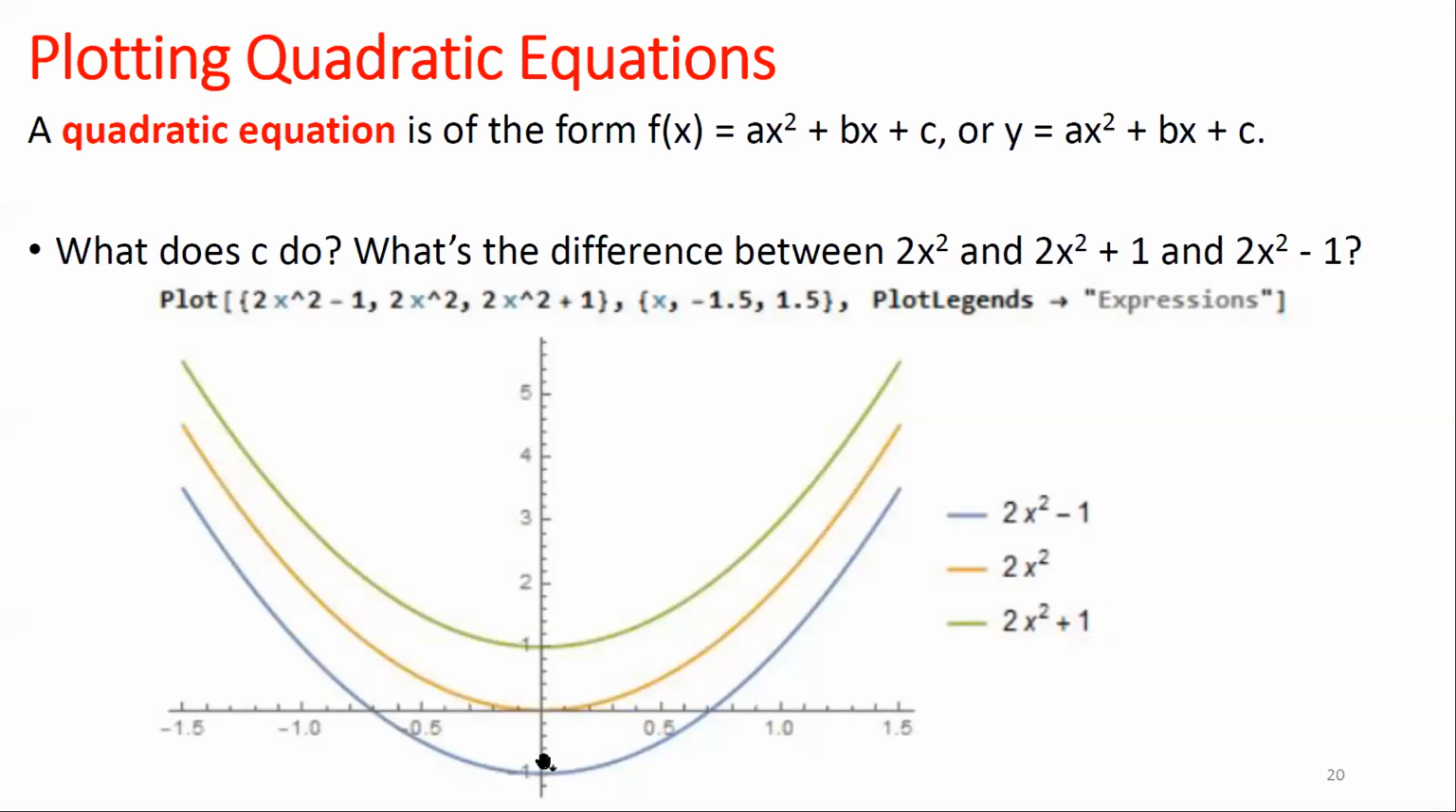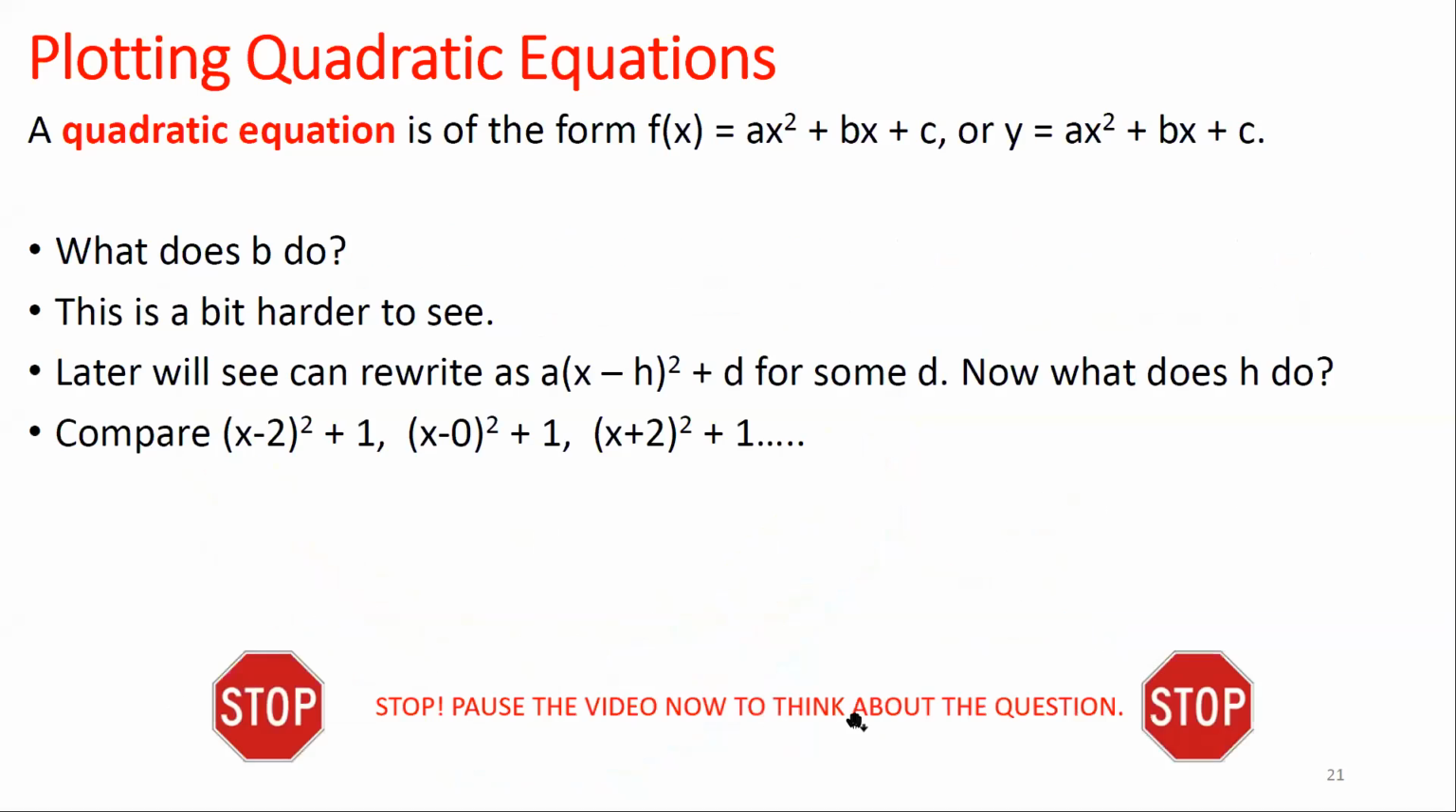Notice the curve is exactly the same shape. We're just sliding it up one. Right, now the last one is a little bit harder. What does the B do? That's harder to see. Later, we're going to see that we can rewrite any quadratic as a times (x minus h) squared plus d for some h and d.